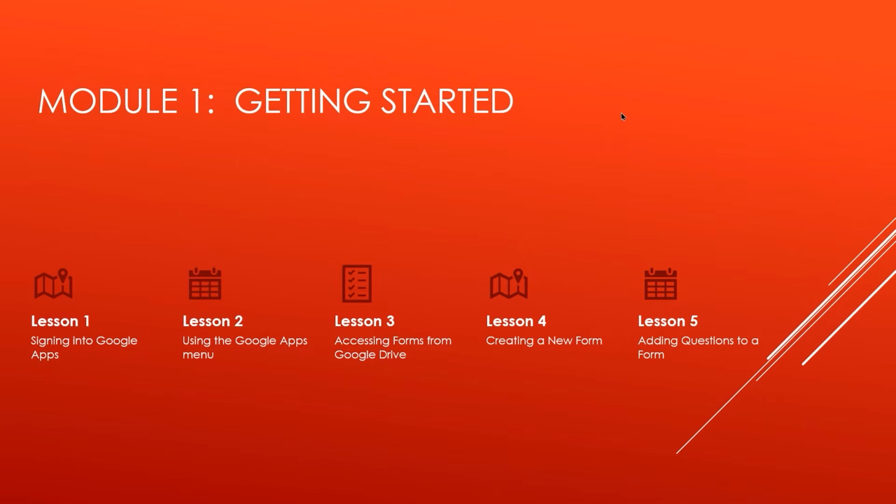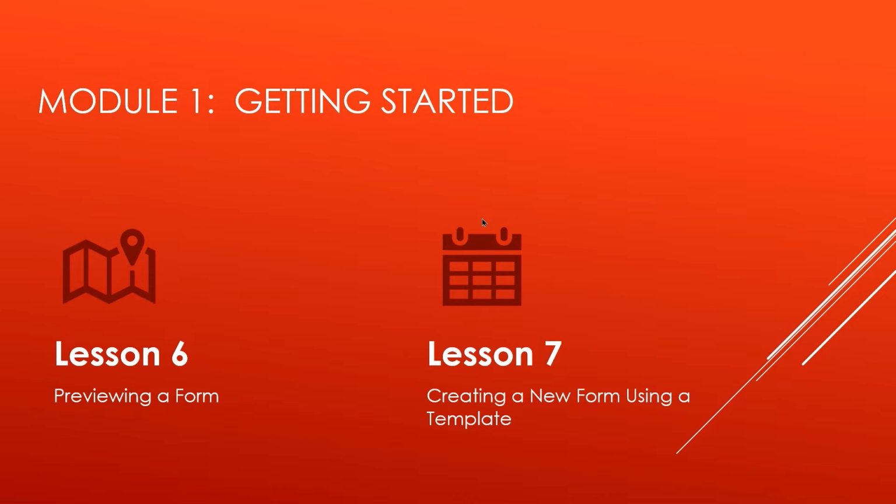By way of recap, in our first module, Getting Started, we began by signing into Google Apps. You learned that you can sign into multiple Google accounts and be able to switch back and forth between them. You learned how to access forms by using the Google Apps menu, and then we access forms from Google Drive. We created a new form. We added questions to the form. We previewed the form, and we ended this module by creating a new form using a template.